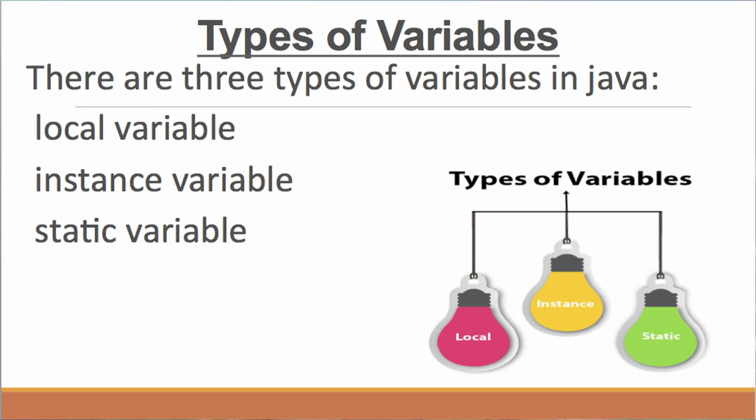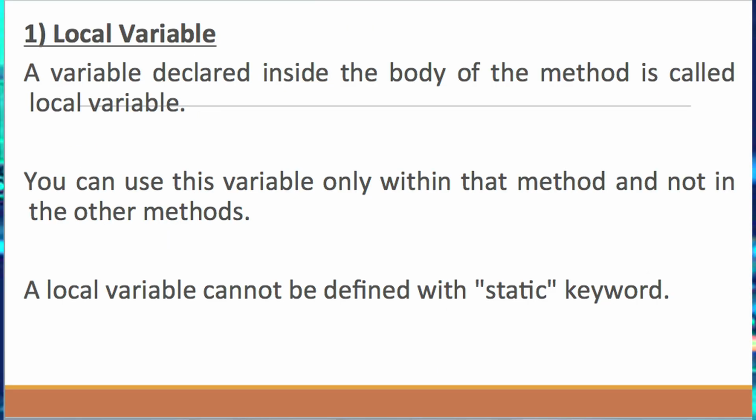Now again see the three types of variables. Now I am telling you about the types of variable. So we have local variable, we have instance variable, and we have static variable. One by one I will explain what is local variable, what is instance variable, and what is static variable. See, the local variable is defined inside any method. A variable declared inside the body of a method is called a local variable. I am not saying inside the class, I am saying inside the method, and that method is inside the class.